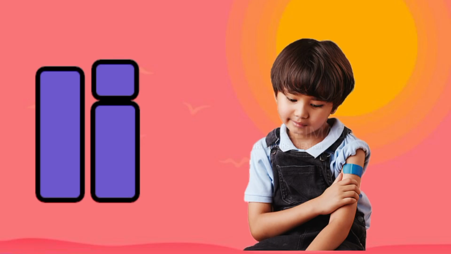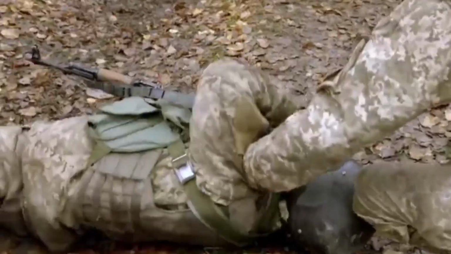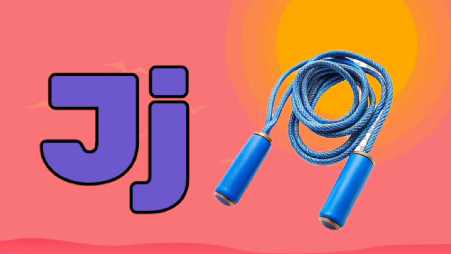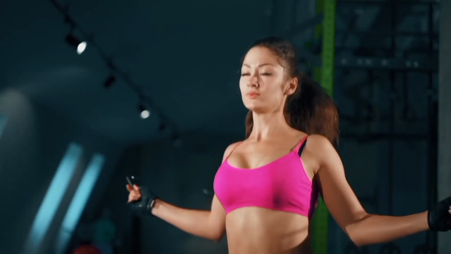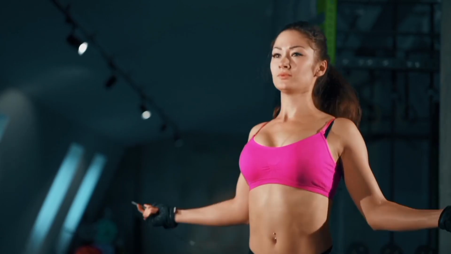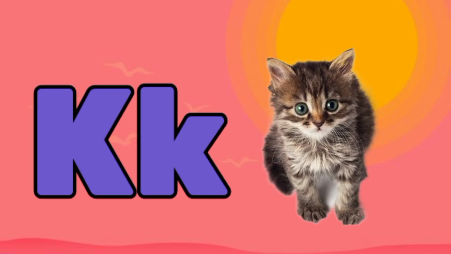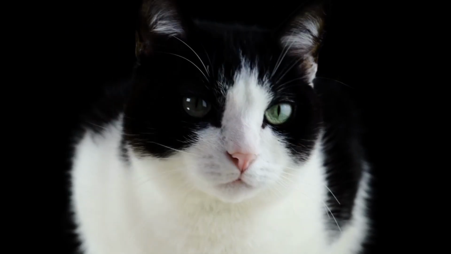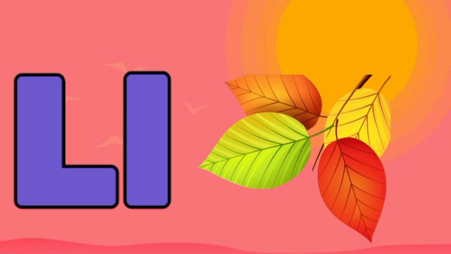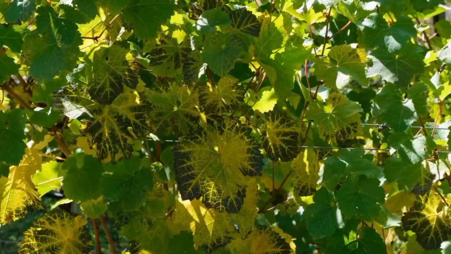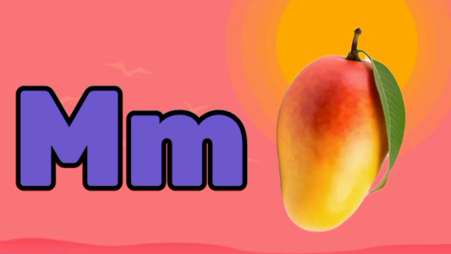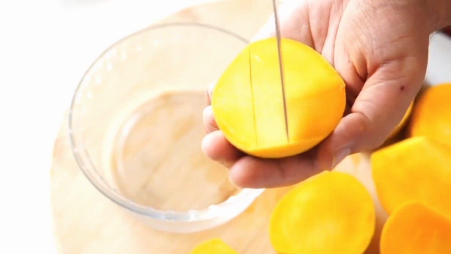I for injury. J for jump rope. K for kitten. L for leaf. M for mango.